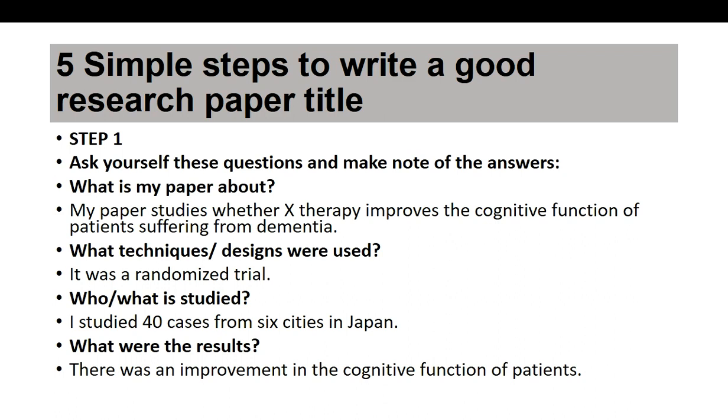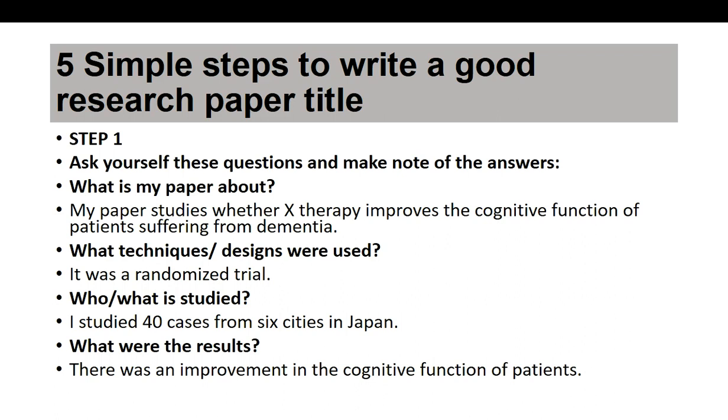of people with dementia. And then, what techniques or designs were used? In this example, the researcher used a randomized trial. And then, the next question that you have to answer is, who or what is studied? In the example, the researchers studied 40 cases from 6 cities in Japan.